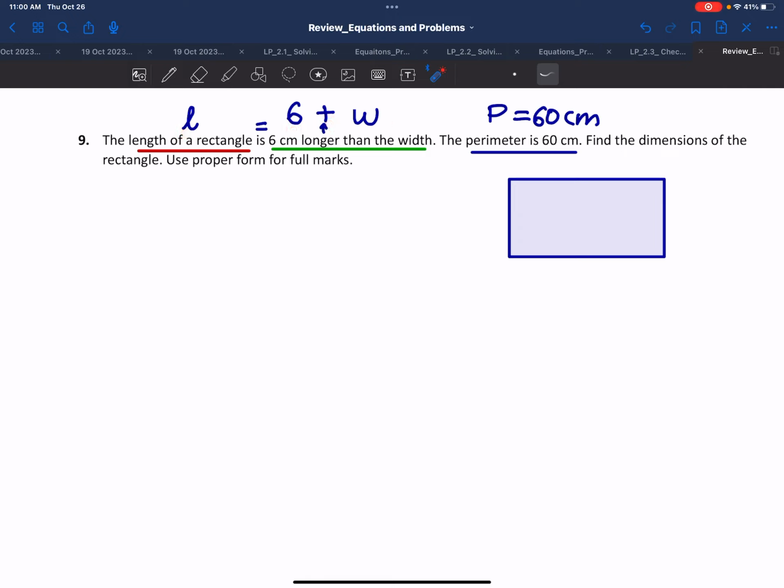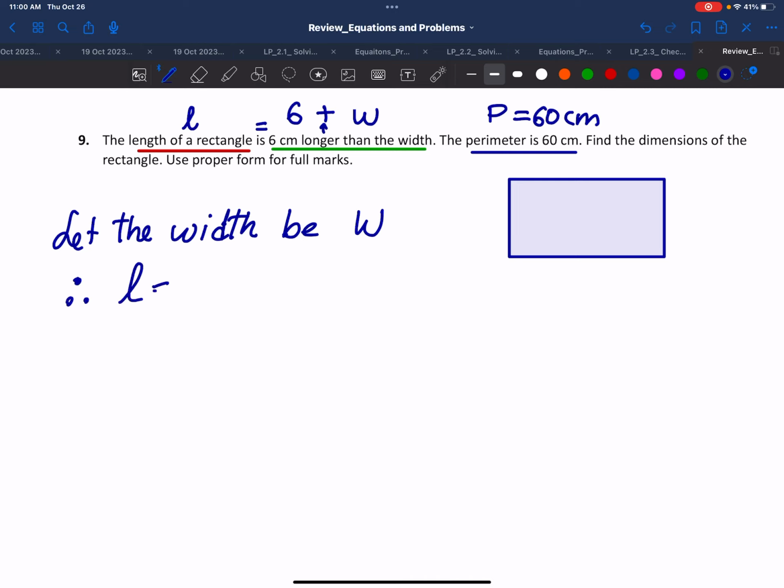So we need to find the dimensions, which means we need to know W and we need to know what the length is. So we're going to have to let one of the dimensions be the unknown. In this case, we're going to let the width be represented by W. The reason why we choose width is because we are comparing length with the width, so it is easier to let the width be W. So therefore, we're going to say the length, according to the information given, is 6 plus W, or you can say W plus 6. It's the same thing.